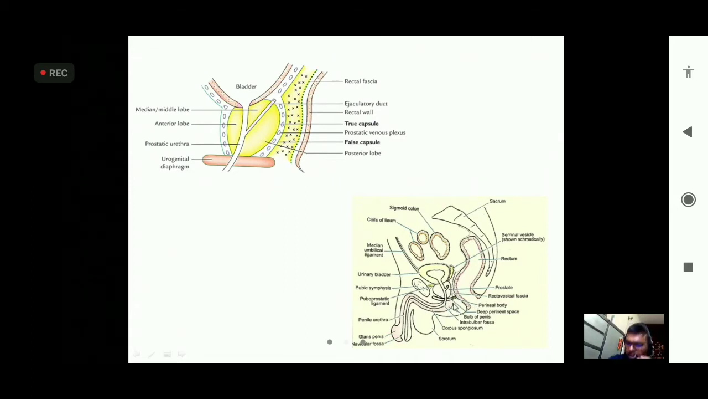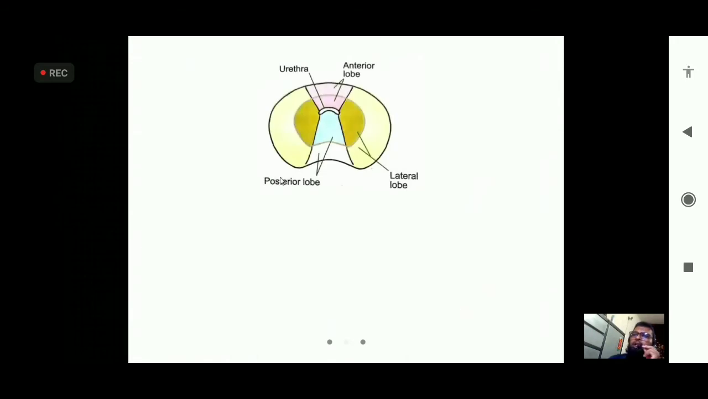Okay, next, these are the lobes of the prostate. Anterior lobe, as I have told you, this is the posterior lobe. These two are the lateral lobes, and the median or middle lobe can be seen from the previous picture. And interestingly, the anterior lobe has got no glandular substance. That's why some of them say this is isthmus only, that connects the two lateral lobes.